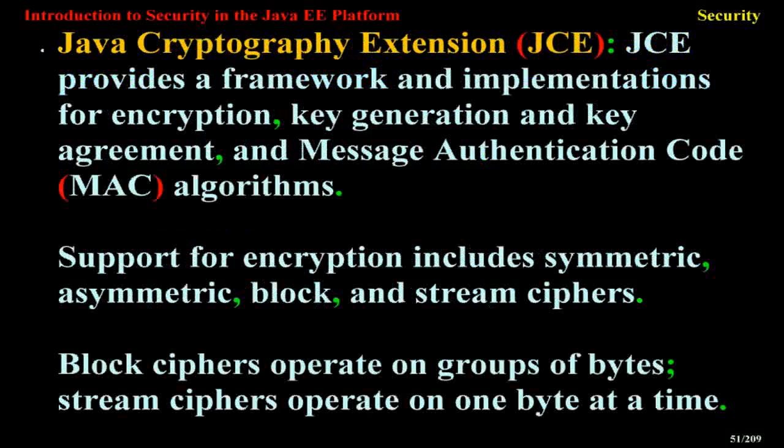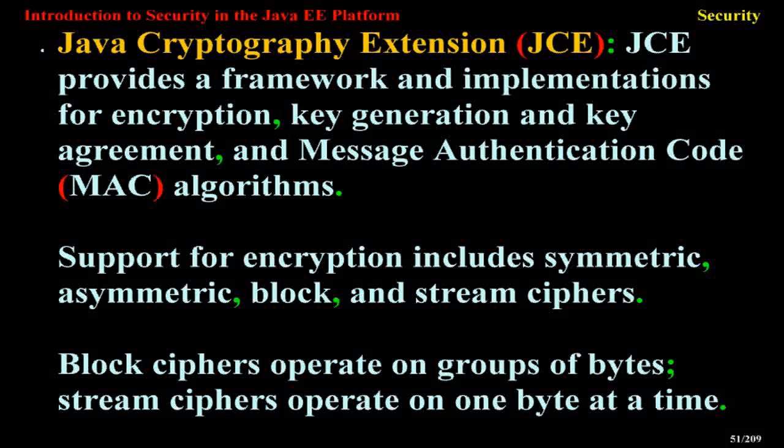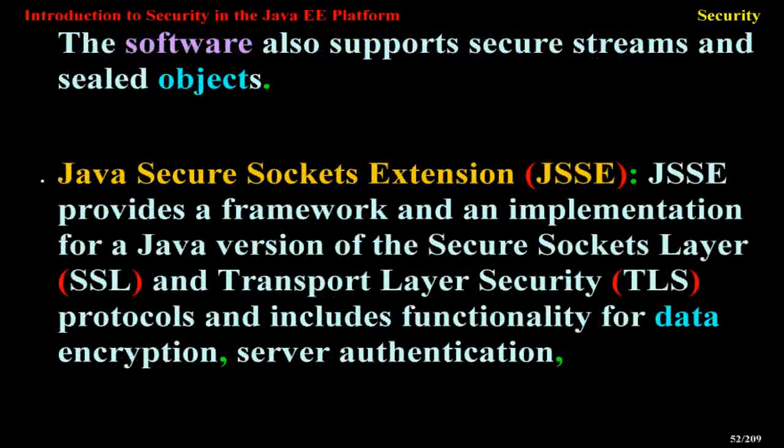Java Cryptography Extension, JCE. JCE provides a framework and implementations for encryption, key generation and key agreement, and Message Authentication Code, MAC, algorithms. Support for encryption includes symmetric, asymmetric, block, and stream ciphers. Block ciphers operate on groups of bytes. Stream ciphers operate on one byte at a time. The software also supports secure streams and sealed objects.